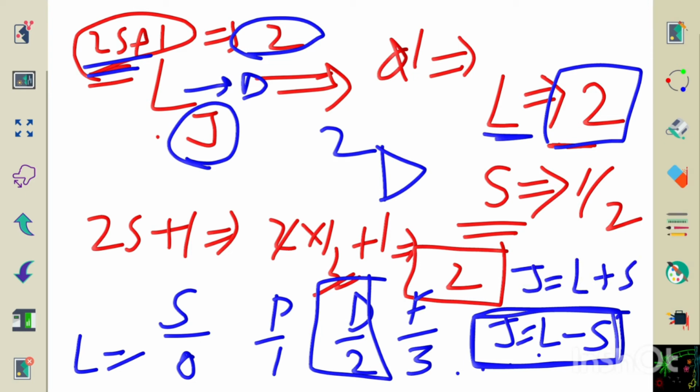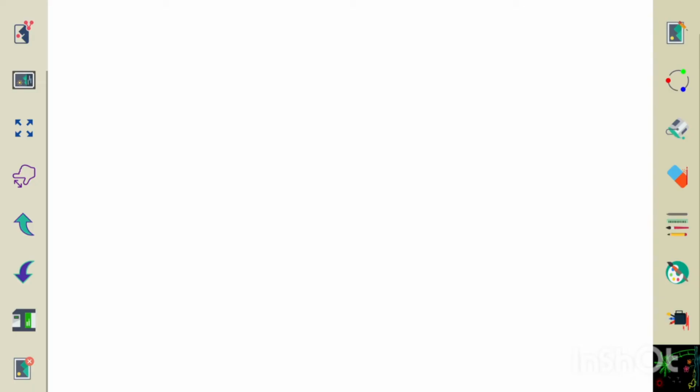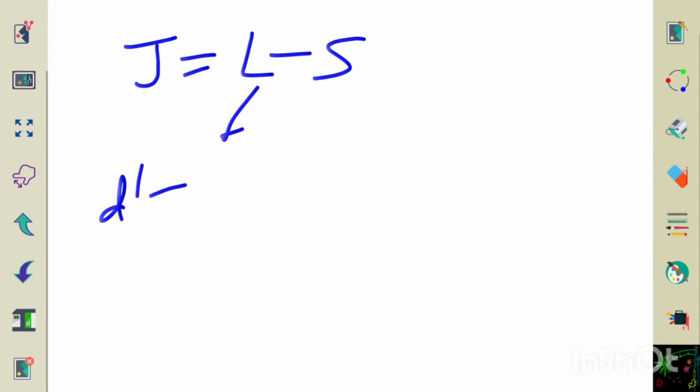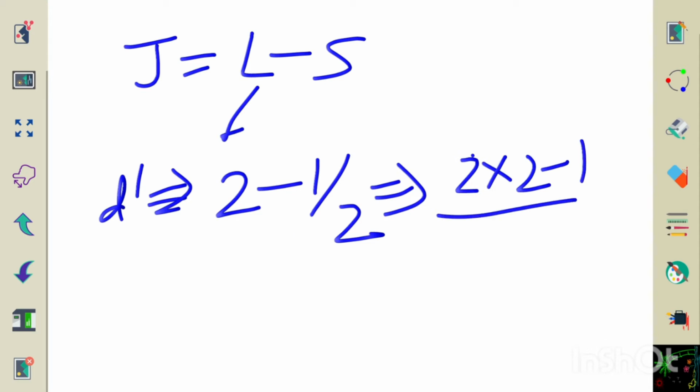Since here we have one electron, D1, it is less than half filled, so the J value will be equal to L minus S, right? L is 2, S is half. So let's find out the value of J. Here J will be equal to L minus S. For D1, L was found to be 2 and S was found to be half, so it will be 2 minus half, that means (2 into 2 minus 1) by 2, that is 3 by 2, right?